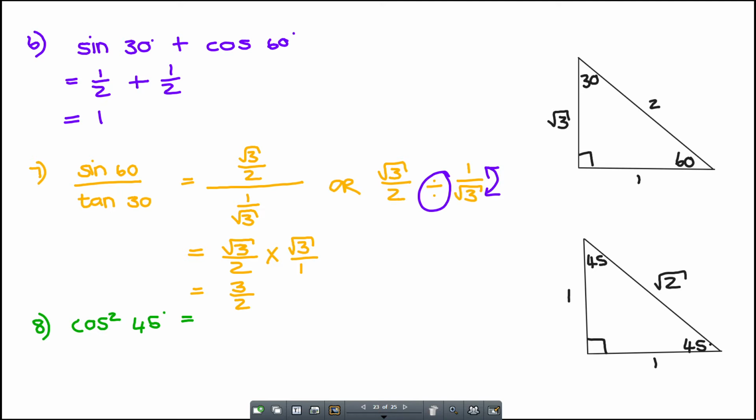Cos squared 45. Now the only different thing here is that square. Now, when you see a square, the first thing you do is, my space is so little, I just want to write a bit lower down. What was it, cos squared 45? Okay, so the first thing you are going to do is put it in brackets, and then we say square. Okay, that's very important. So whenever you see square, put whatever that is in brackets.